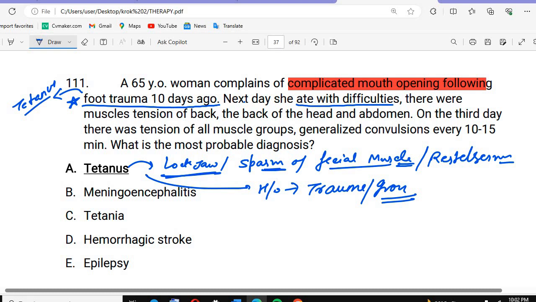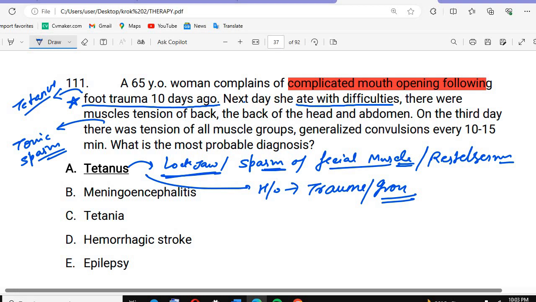There is muscle tension in the back of the head and abdomen. Thirdly, there is tension of all the muscle groups. What we see is tonic spasm, a spasm of all the muscles, and they become highly hypertonic. Generalized convulsions occur every 10 to 15 minutes. Some reflexes can be present. What is the most probable diagnosis?